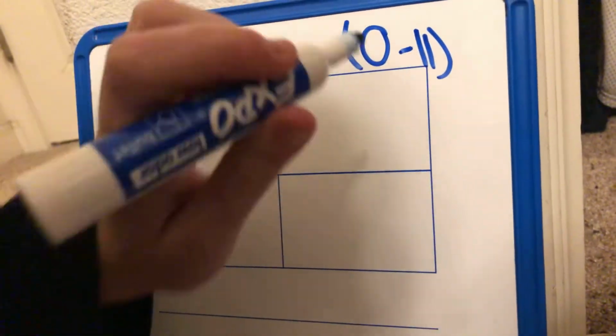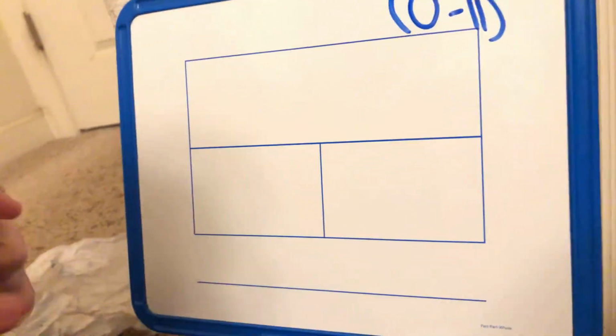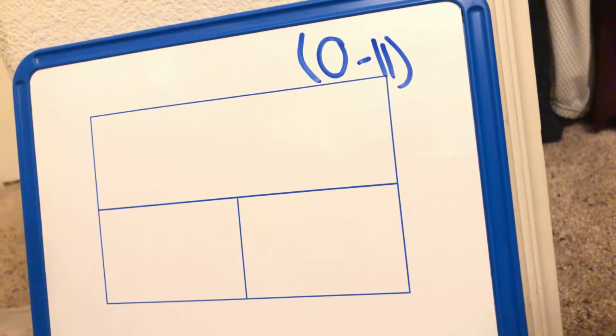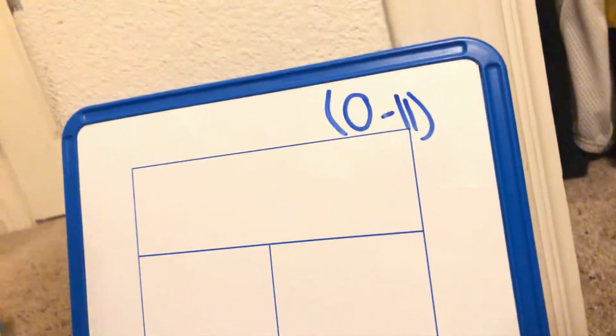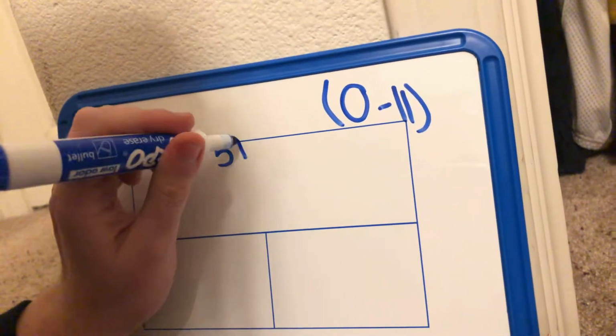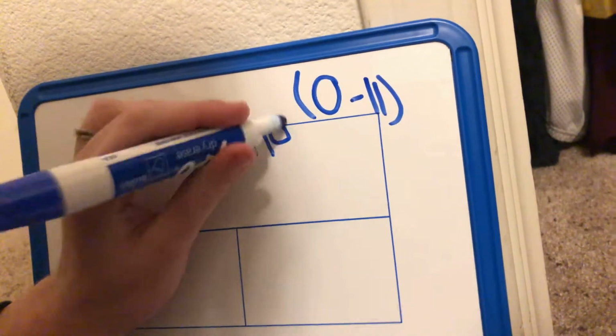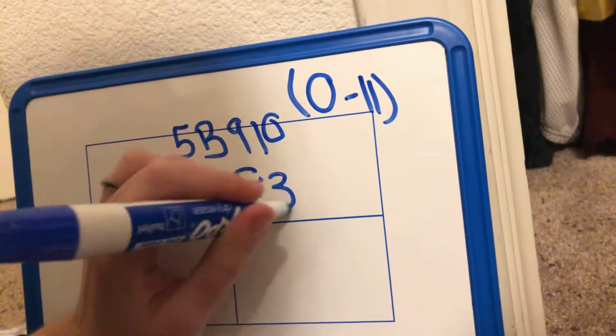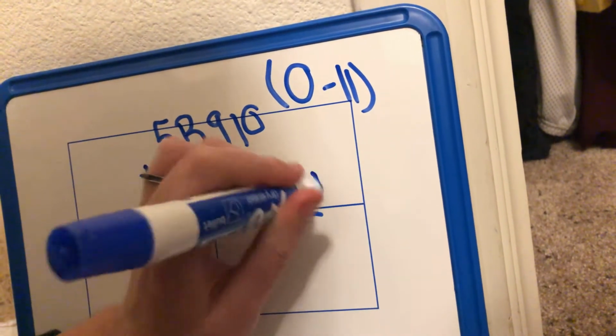Remember it's 0 through 11. It can't go above 11. If it does go above 11, then we have to regroup and add our base to the value number we're carrying. So we have 5B910 plus 42834. Now don't forget our base 12.